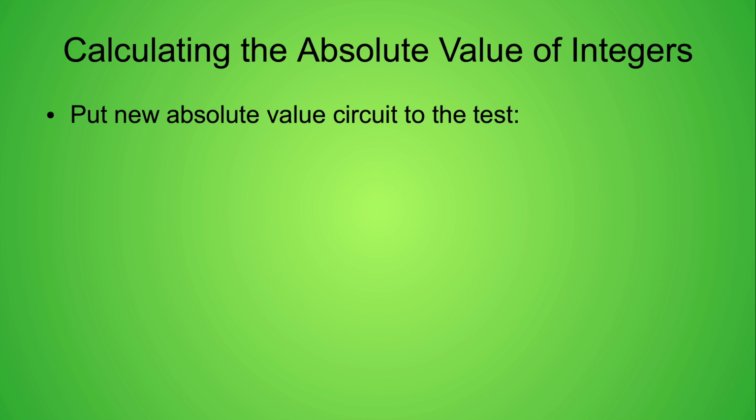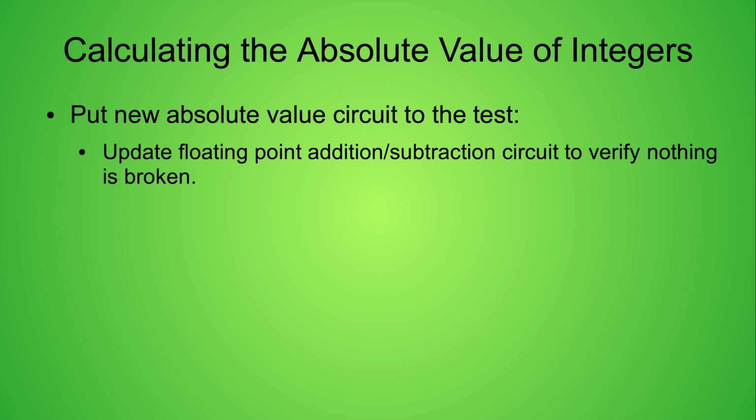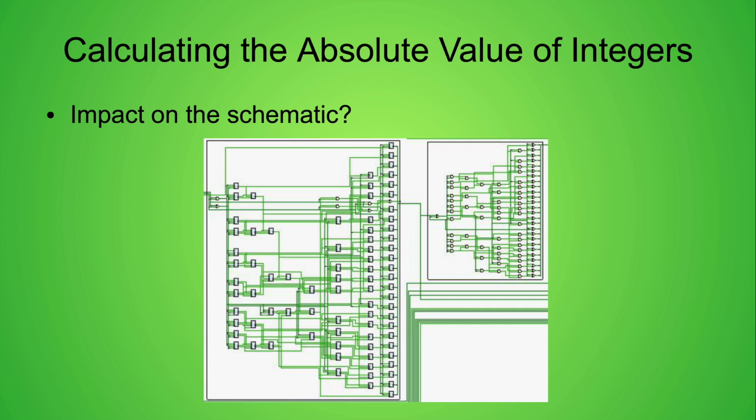The next step was to use the abs.py script to update the floating point addition-subtraction circuit. I verified that replacing the adder used to compute the absolute value of the significand sum with a module specifically designed to compute the absolute value of the significand sum didn't break the addition-subtraction circuit. Now that the code replaces an adder circuit with a circuit specifically designed to compute the absolute value, let's see what impact this has on the schematic.